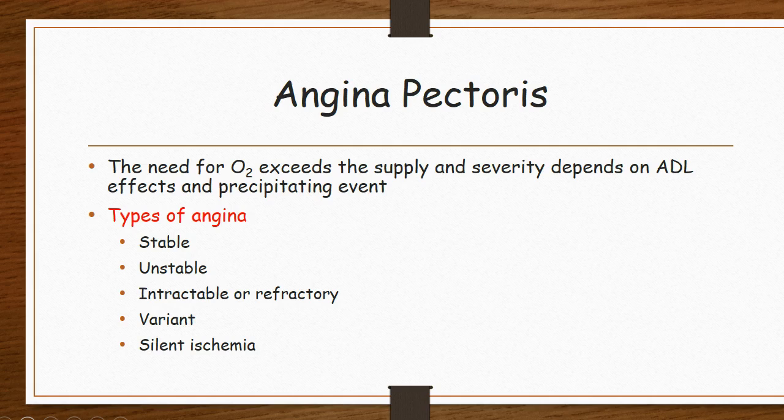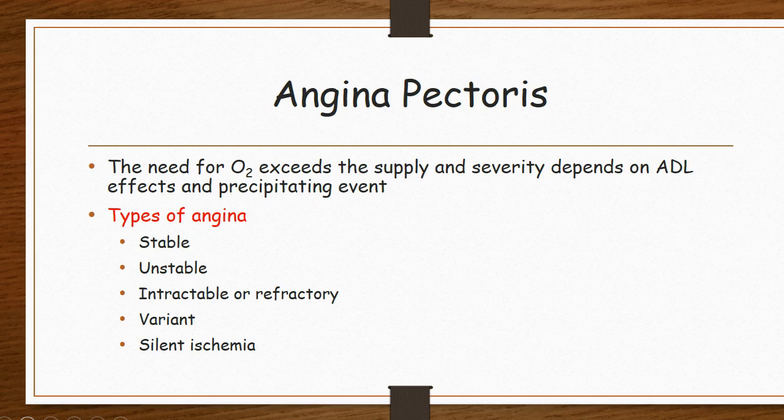So angina pectoris. There are 5 types, and I only focused on stable and unstable in class. And I meant to mention the other 3, but I forgot to. So intractable, refractory, that just means you are having this crazy pain. It won't stop. That's what intractable is. It doesn't necessarily mean that you're having an MI, but it's not stable.